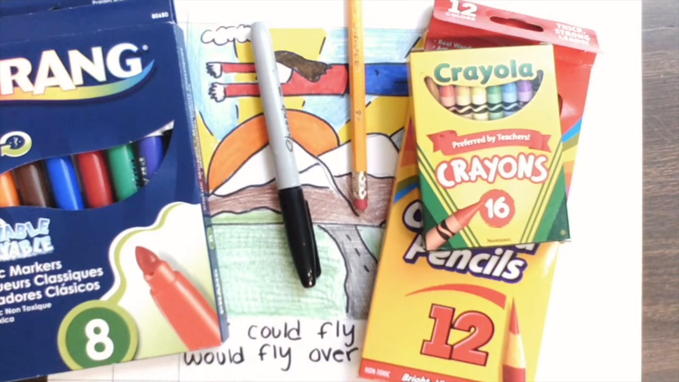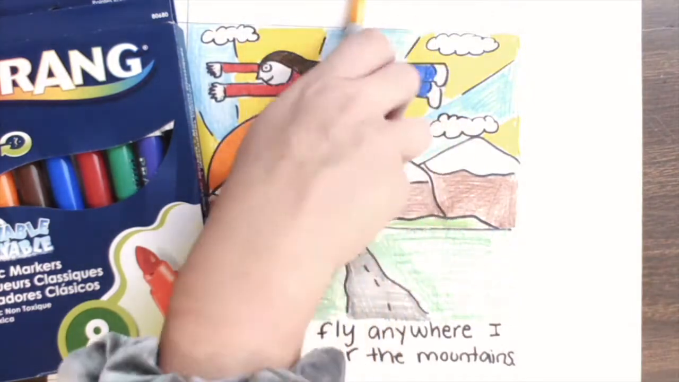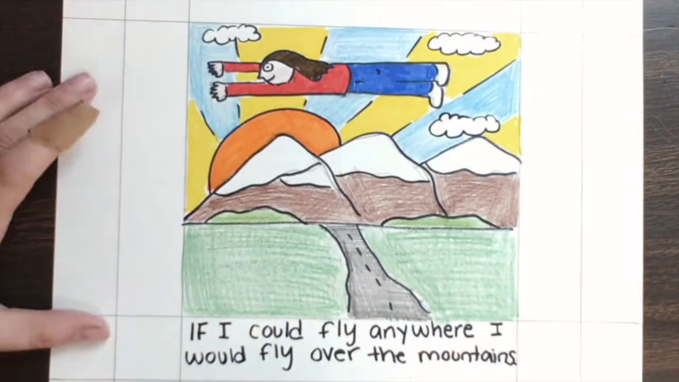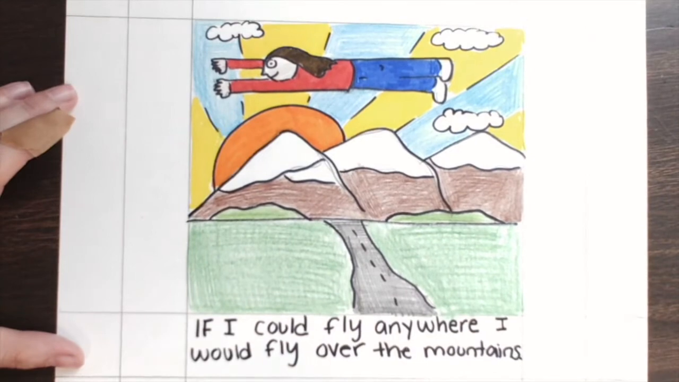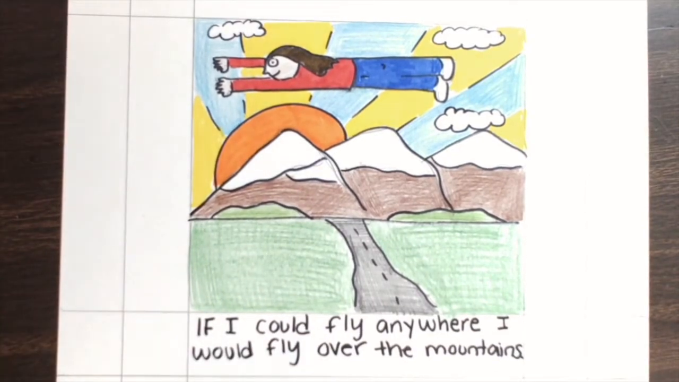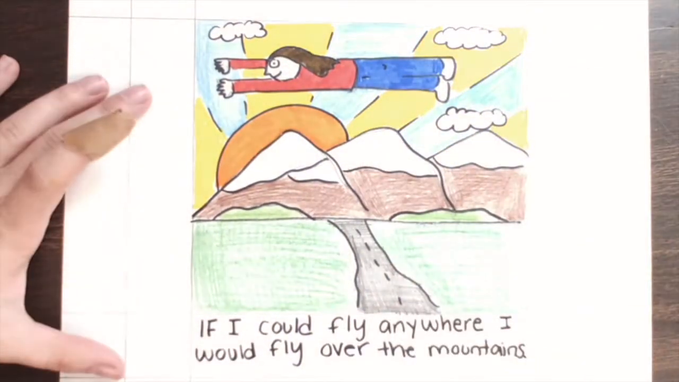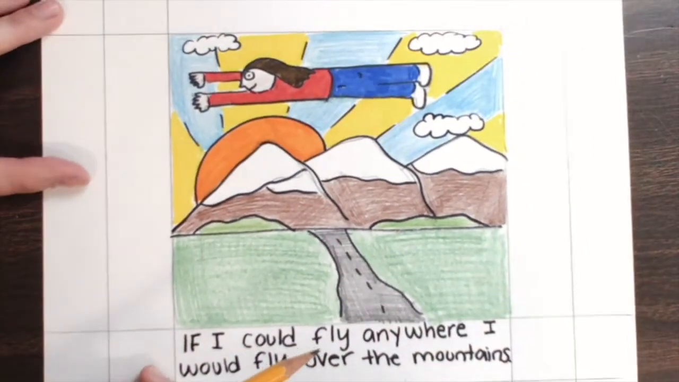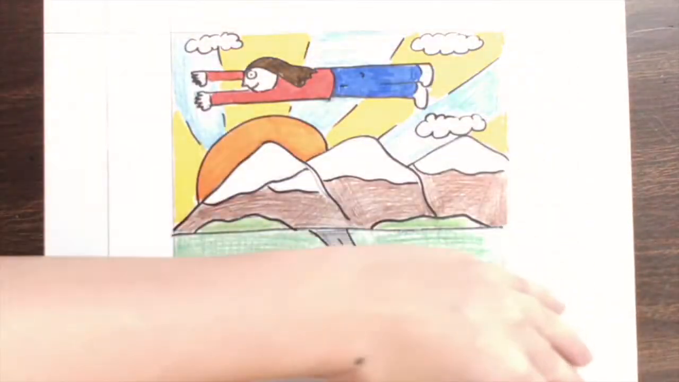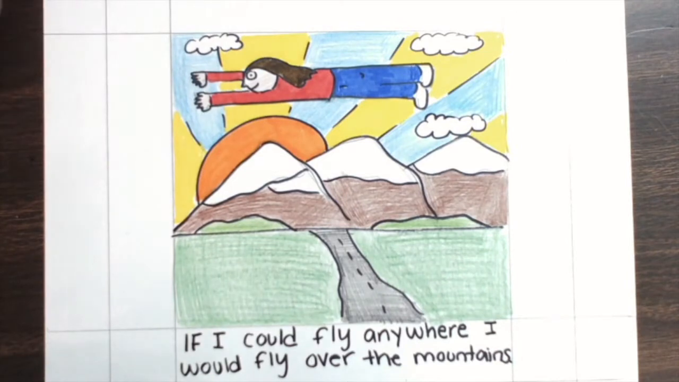Now that we are done coloring our beautiful picture of if I could fly anywhere, I would fly over. Now what we're going to do is we're going to create a pattern in the background. And we looked at some quilt patterns, and we are going to start to draw quilt patterns and different kinds of patterns in the border.